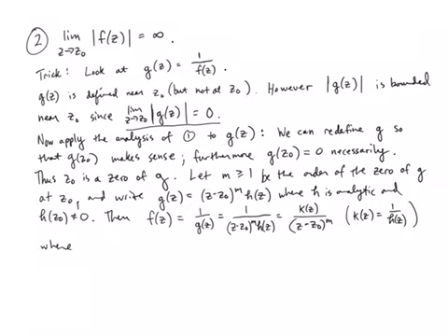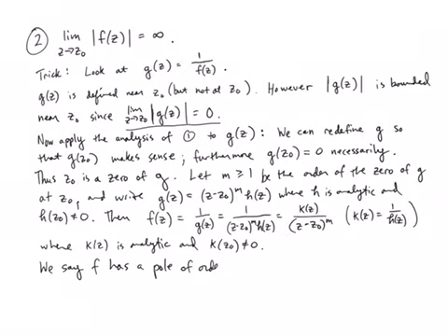So k of z is analytic and k of z naught is not equal to 0, because that's equal to 1 over h of z naught. Okay, so the conclusion is that if we have this kind of singularity, this is called a pole, so we say f has a pole of order m at z naught.